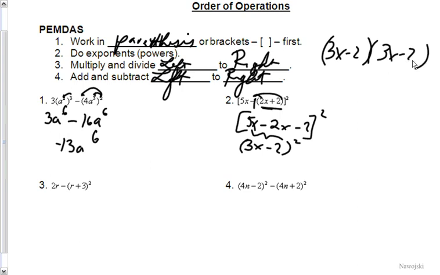This becomes a multiplication problem. FOIL it out, don't care how you do it, just do it. 9x squared minus 12x plus 4. How to get the negative 12x? This is minus 6x, minus 6x. I've been doing it for years, so it's kind of second nature to me. Okay, moving along.